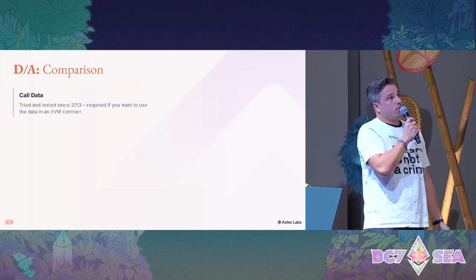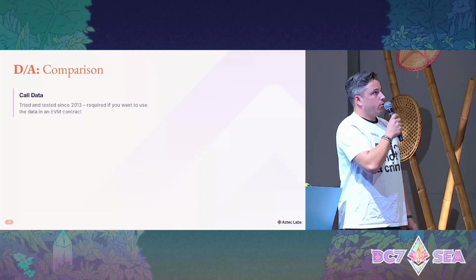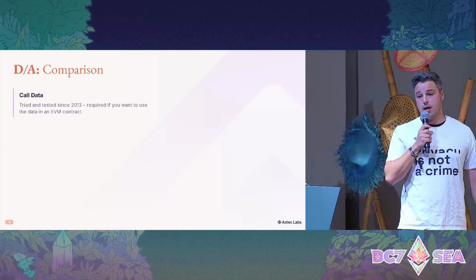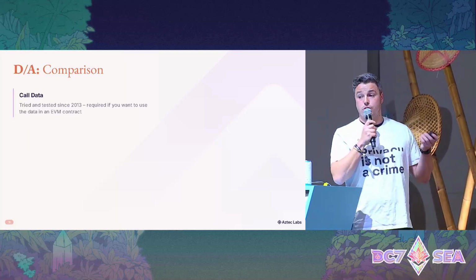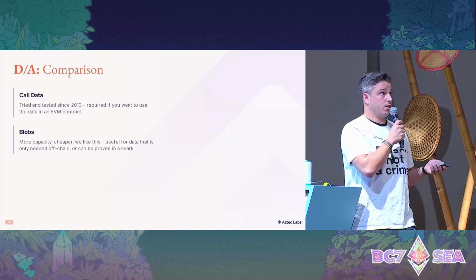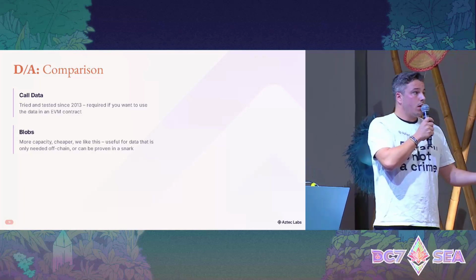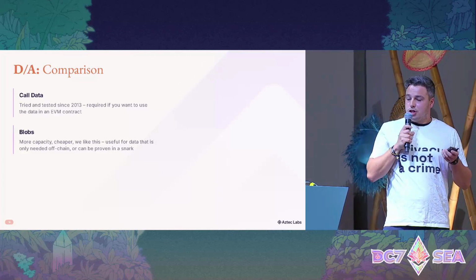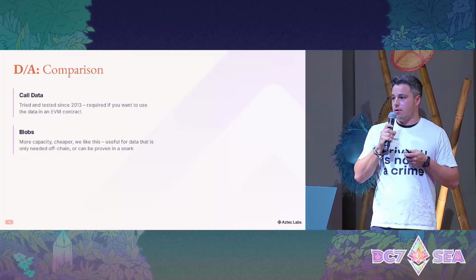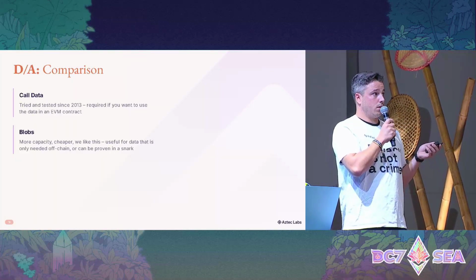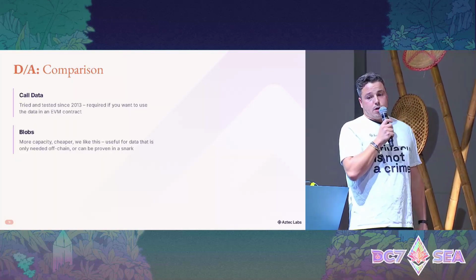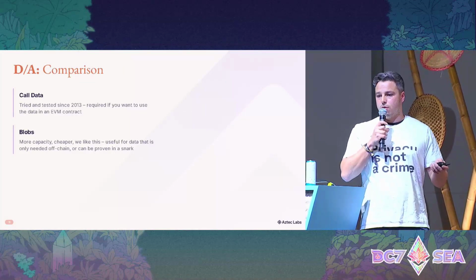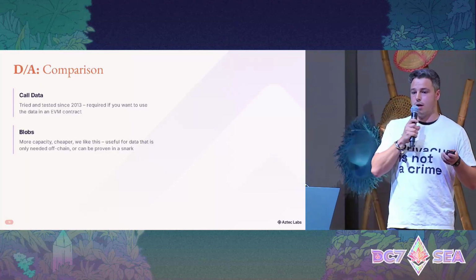So in terms of DA, where can this data go? We can put it in calldata. It's been around for a while. It's the only way we can put data on Ethereum if we want to use it in a smart contract. It's very expensive, though, and limited in capacity. Blobs came out last year, I believe. We like these. They're a lot cheaper, and it's very useful for posting this side effect data. It can also be used to post the transaction authorization data we talked about earlier, but only for public rollups. There's not enough capacity for private rollups to use this.